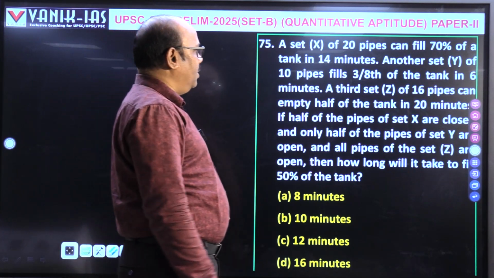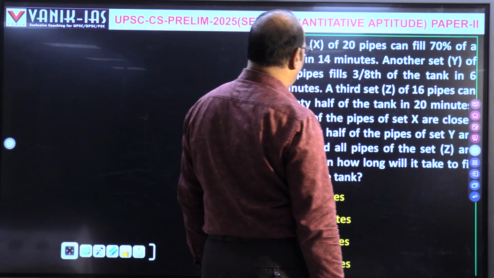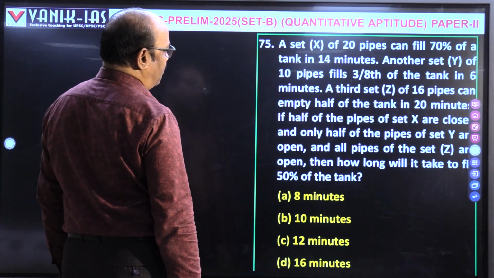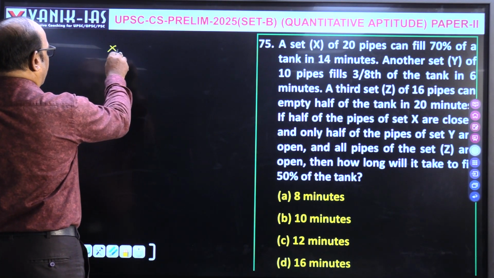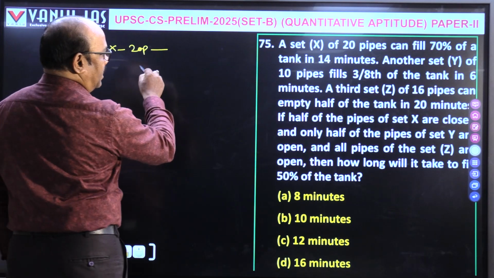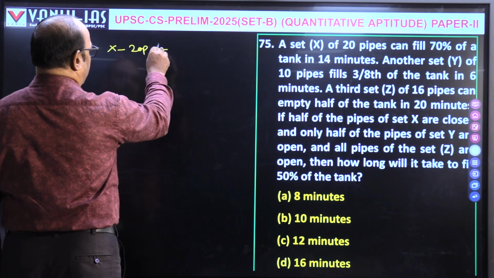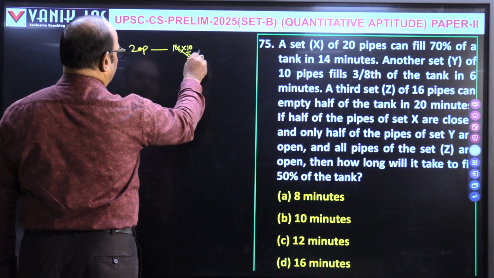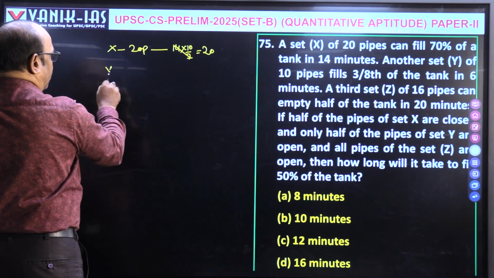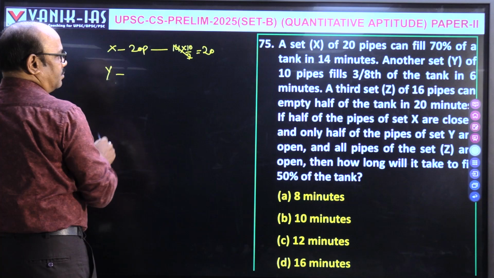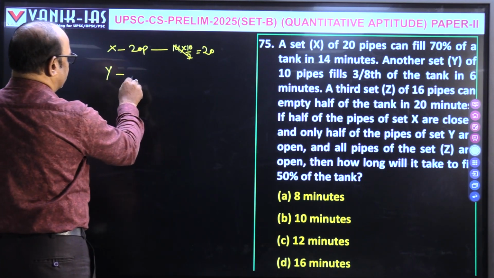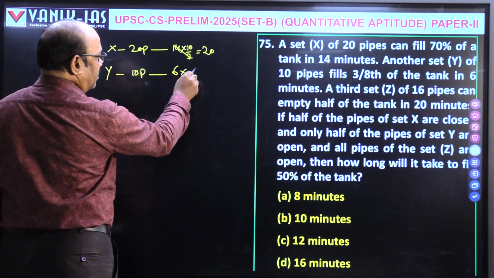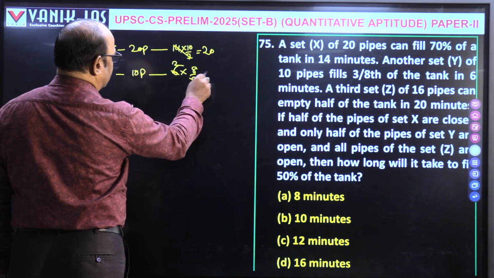A set X of 20 pipes can fill 70% of a tank in 14 minutes, which means the whole tank takes 14 into 10 by 7, 20 minutes. And Y, a set of 10 pipes, fills 3/8 of the tank in 6 minutes, so the whole tank takes 6 into 8 by 3, 16 minutes.